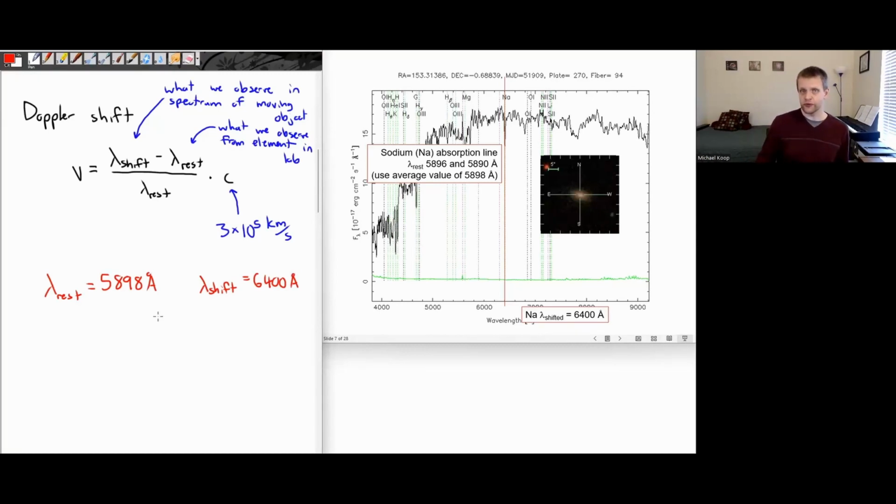Okay, so let's go through this Doppler shift equation and see if we can calculate how fast this galaxy is moving. So we've got the shifted wavelength of 6,400 angstroms minus the rest wavelength of 5,898 divided by that rest wavelength. I'd recommend putting brackets around that so you know that part we're going to do first. And then we're multiplying that by the speed of light, 3 times 10 to the 5 kilometers per second.